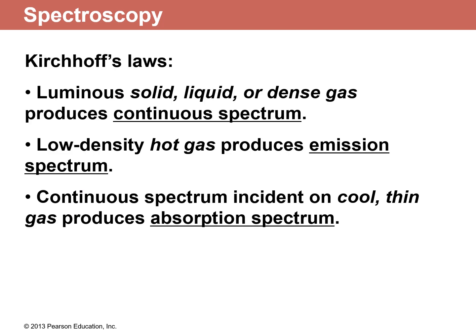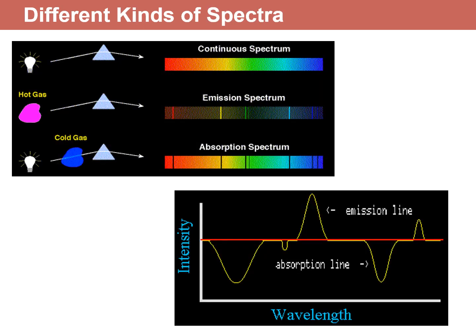Okay, so just a summary. Some of the solids, liquids, or gases produce the continuous spectrum. A cooler gas produces an emission spectrum, and then finally the absorption spectrum. Here are the three different kinds of spectra: the hot gas, the light bulb you can see here, and the cold gas. You can see the continuous, emission, and absorption, the three types of spectra.